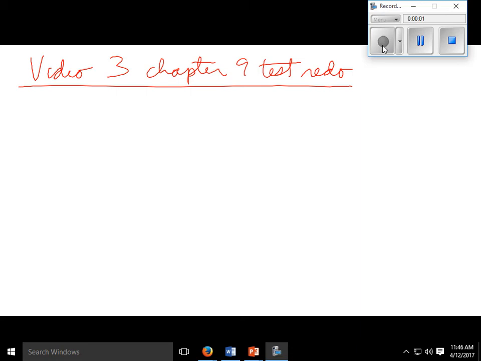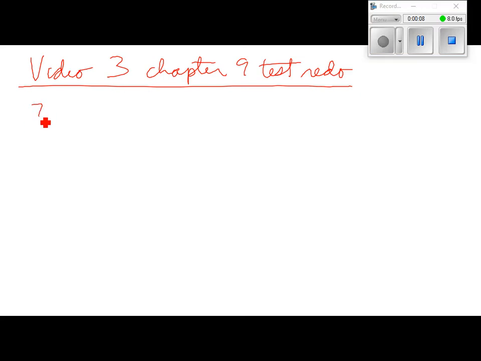Video 3, so make sure you're watching the right video. This is video 3 of the Chapter 9 test redo. First problem you were supposed to do, if you're watching video 3, is number 17, and it looks something like this. As soon as I see that picture, I think of the leg and the altitude theorems.